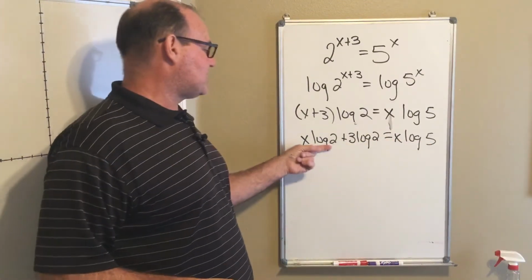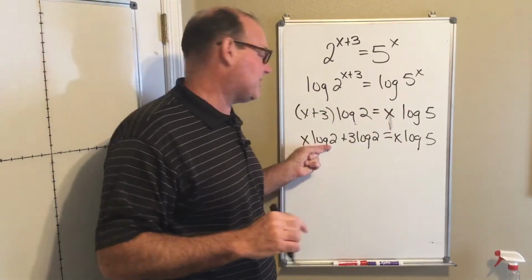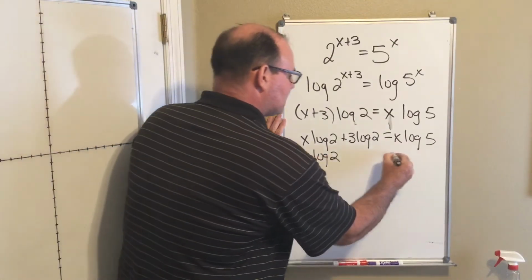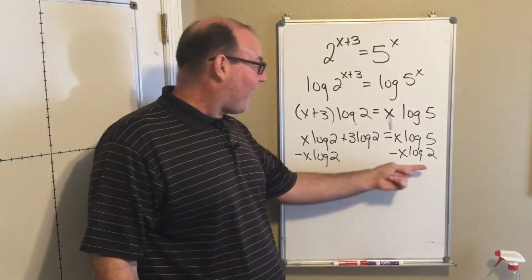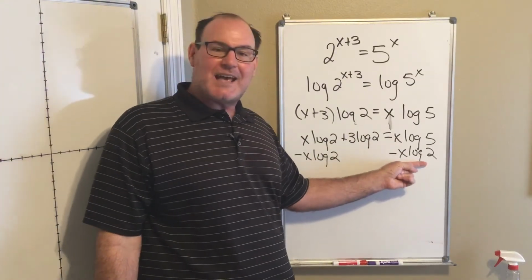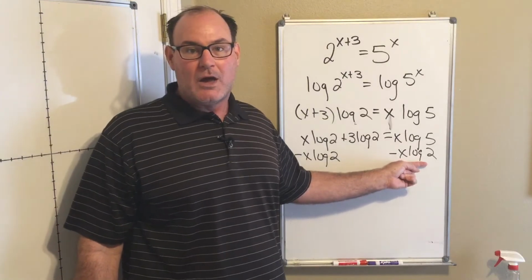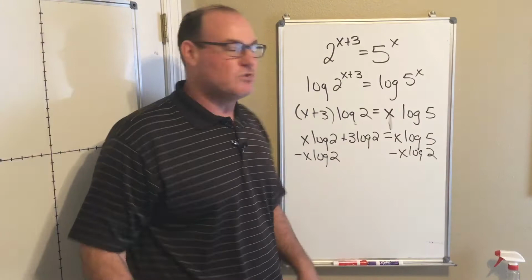So I'm going to take this term right here involving the x. I'm going to put it over on the right side of the equation by subtracting it. So I'll write that down so that you can see what I'm doing. Now, please, please, please, I beg you, do not say, oh, x log 5 minus x log 2 is x log 3. That's not how logarithms work at all. Okay, so these two things are not like terms. Don't make up new steps.